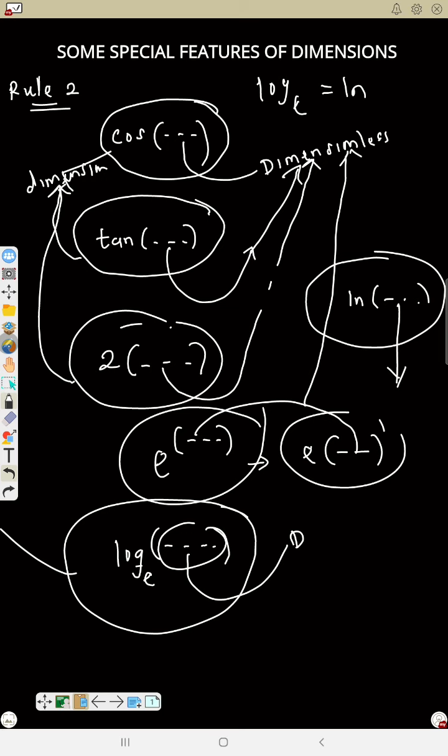Now let's see examples on this rule number 2. So let's solve questions.